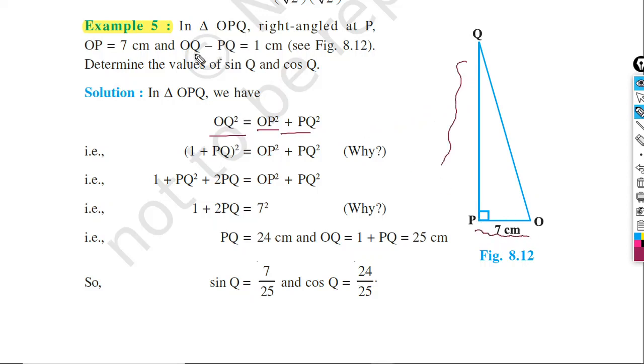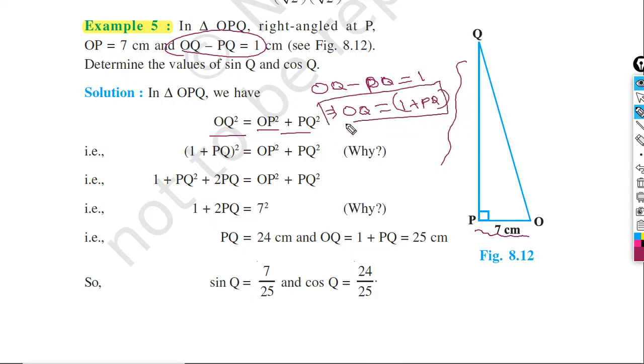Now you see it is given here OQ minus PQ equals 1. That implies OQ will be equal to 1 plus PQ. Now instead of OQ, we can write 1 plus PQ. Therefore, (1 plus PQ) square is equal to OP square plus PQ square, with the RHS the same as it is.